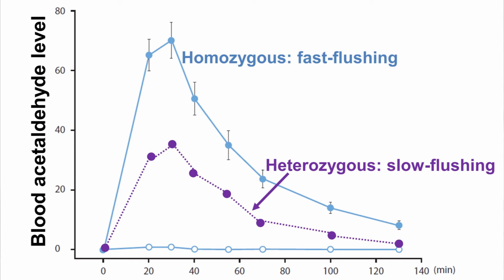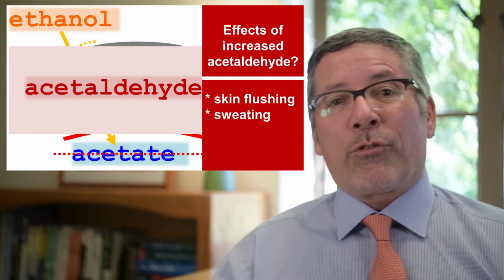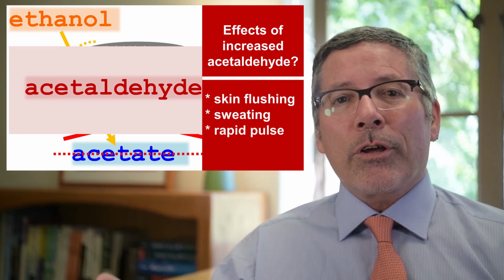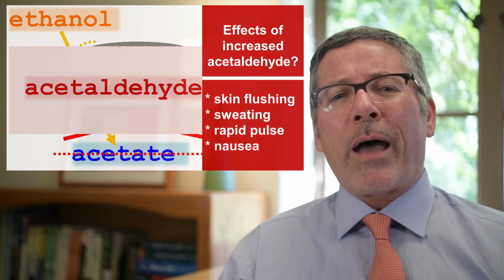And then the flat curve at the bottom is someone who has two versions that are functioning of the aldehyde dehydrogenase. So what happens when you get all this extra acetaldehyde in your body? Well, it's kind of toxic. Causes first your skin to flush, then it causes sweating, then it causes your pulse to go up, causes nausea, causes vomiting, all sorts of bad effects as your body has to rely on other pathways to break it down.